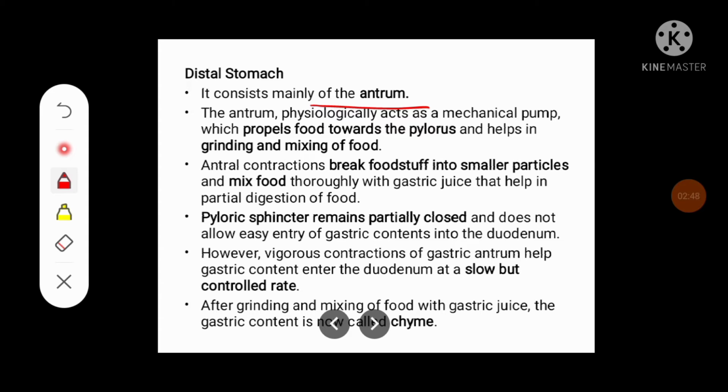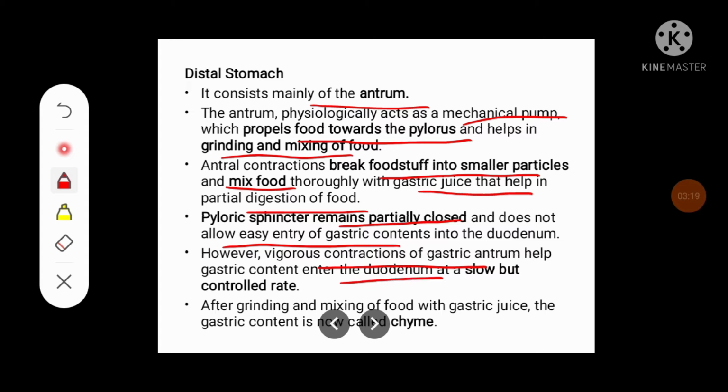The antrum physiologically acts as a mechanical pump which propels food towards the pylorus and helps in grinding and mixing of food. The antral contraction breaks foodstuffs into smaller particles and mixes food thoroughly with gastric juice that helps in partial digestion of food. Pyloric sphincter remains partially closed and does not allow easy entry of gastric contents into duodenum. However, vigorous contraction of gastric antrum helps gastric content enter into the duodenum at slow but controlled rate. After grinding and mixing of food with the gastric juice, the gastric content is now called chyme.